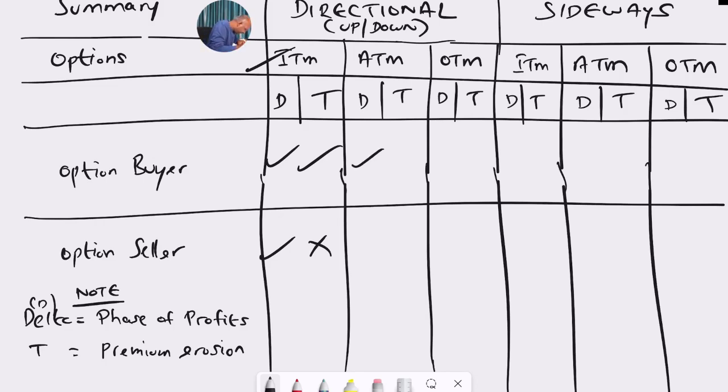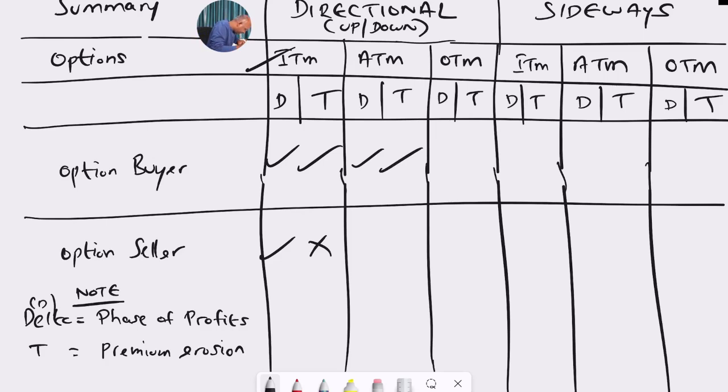And with respect to time value, the premium erosion will be less here. So if an option buyer's view does not go right today, he can still wait, and maybe his view can go right in the next couple of days. Till that point of time, the premium erosion will not happen, so time value will help.